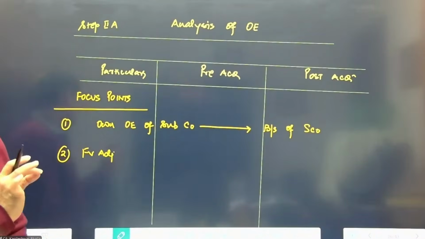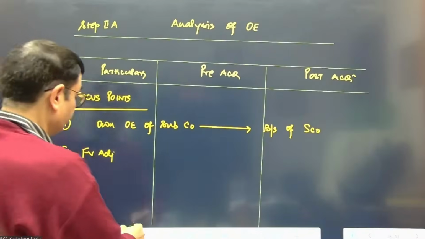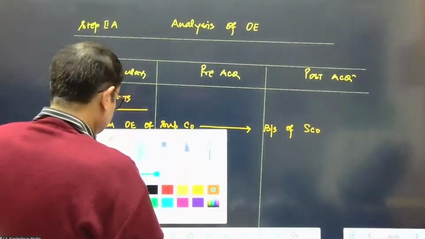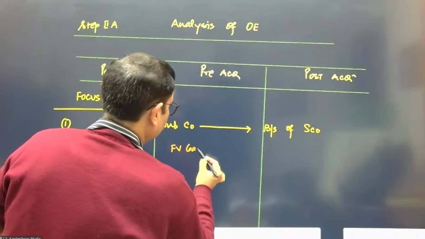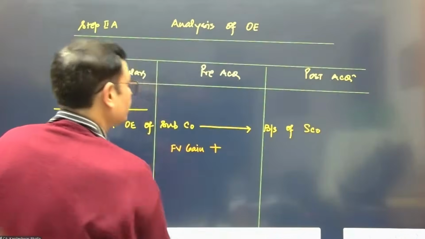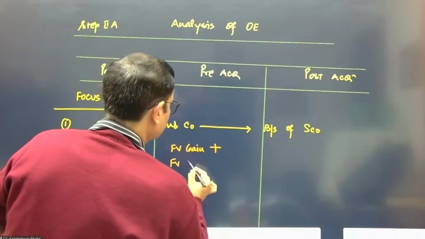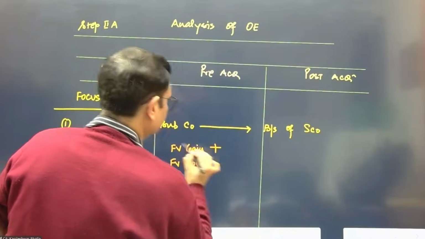The next focus point is in terms of fair value adjustments. Now, let me put some inputs you can vouch for. Can I say in terms of fair value adjustments, if there is a fair value gain, it's going to get added out here. And if it is a fair value loss, it is going to be subtracted from here.